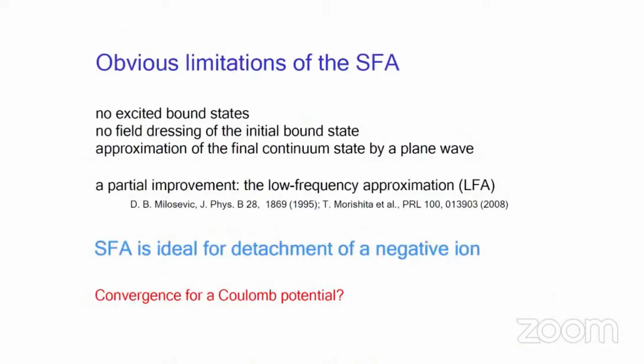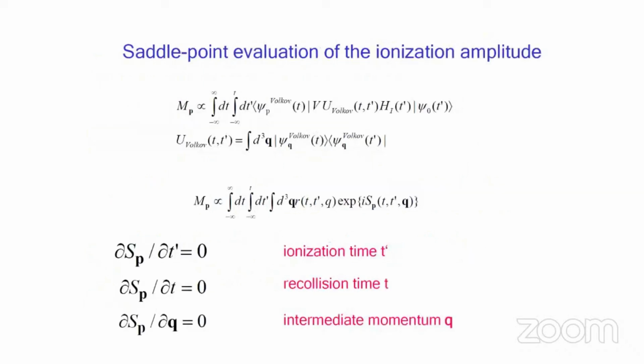There are some limitations here which are very well known, especially the fact that the initial state remains undressed. If you were able to do everything, then of course the initial state would also get dressed, but if you cut off the expansion at any final stage, this is out of the question. Then you also expand the Volkov propagator in terms of the expansion into Volkov states. And then you have this action here.